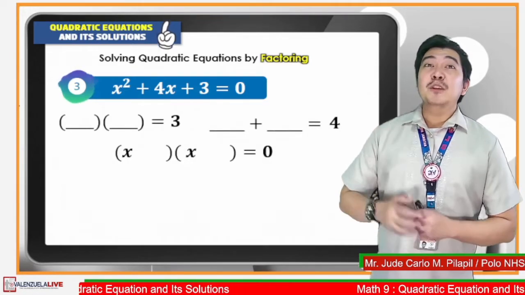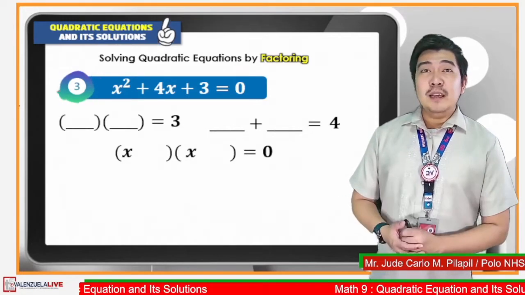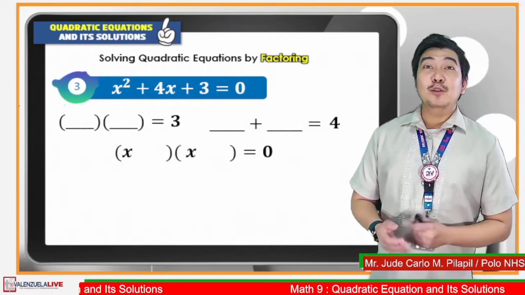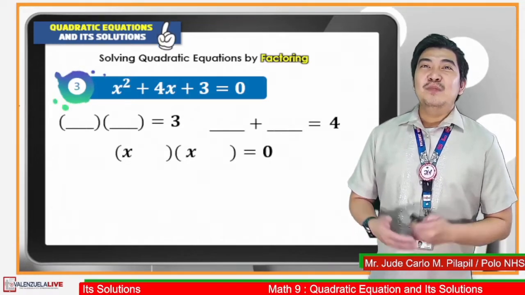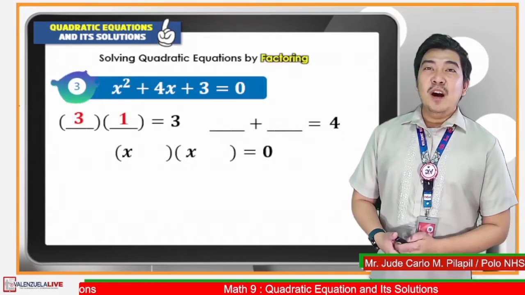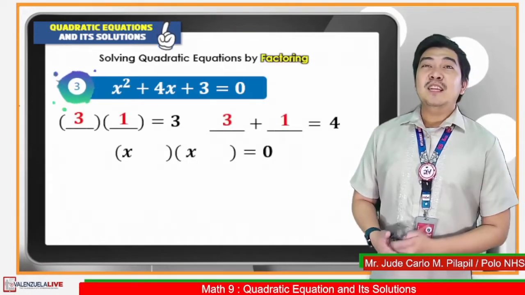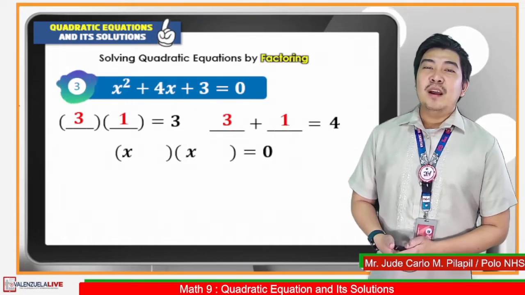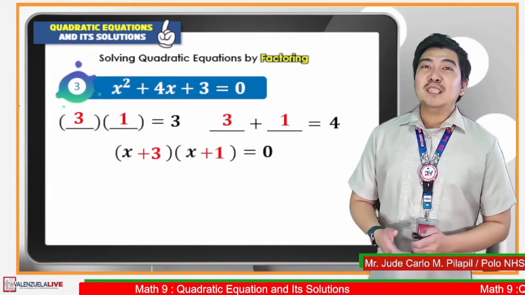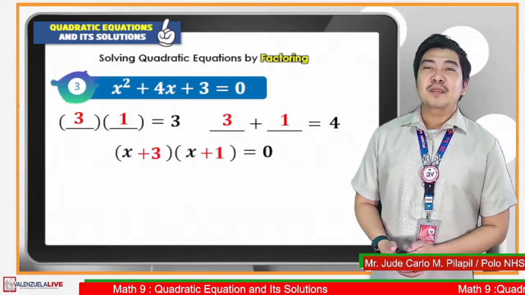Two numbers multiplied together, the product is 3. At the same time, if we add them, the result is 4. Those are? Very good, 3 and 1. So to check, 3 times 1 is equal to 3. Then 3 plus 1 is equal to 4. Therefore, the factored form will be x plus 3 times x plus 1 is equal to 0.